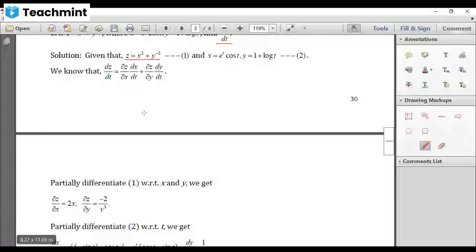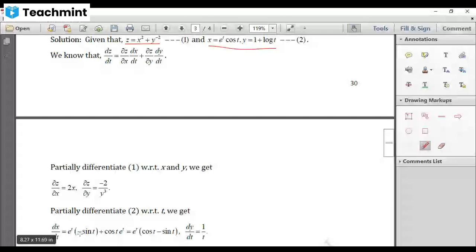We similarly partially differentiate this with respect to t. Here, a product of two functions is there, so you have to apply the product rule. What is that? Keep e to the power of t as it is. What is the derivative of cos t? Minus sin t, plus keep cos t as it is. What is the derivative of e to the power of t? e to the power of t. In both of them, e to the power of t is common, so you'll get cos t minus sin t.